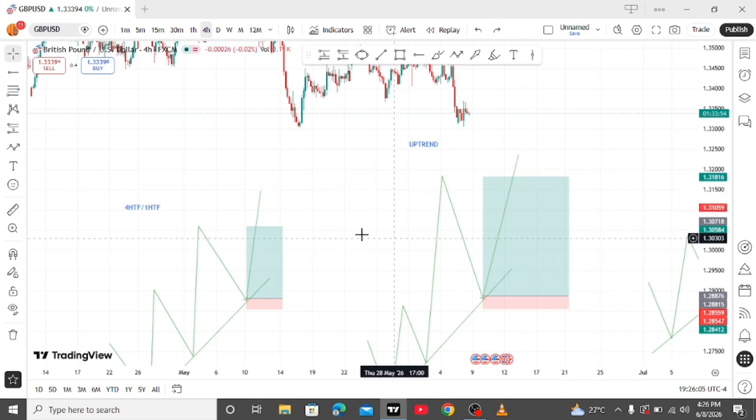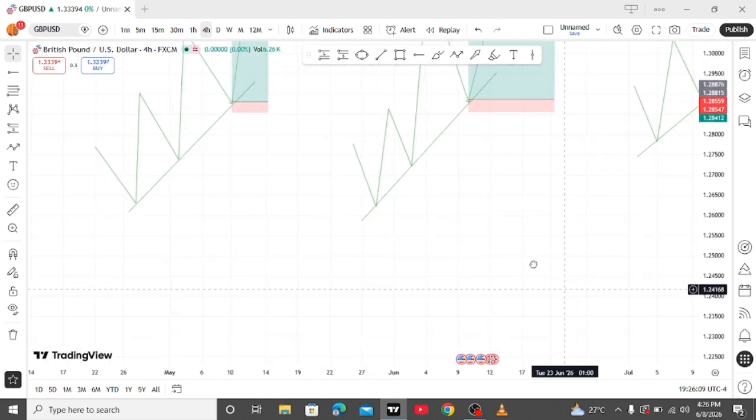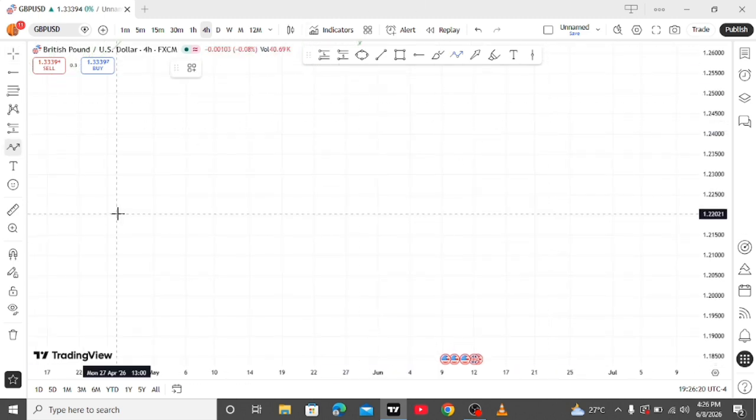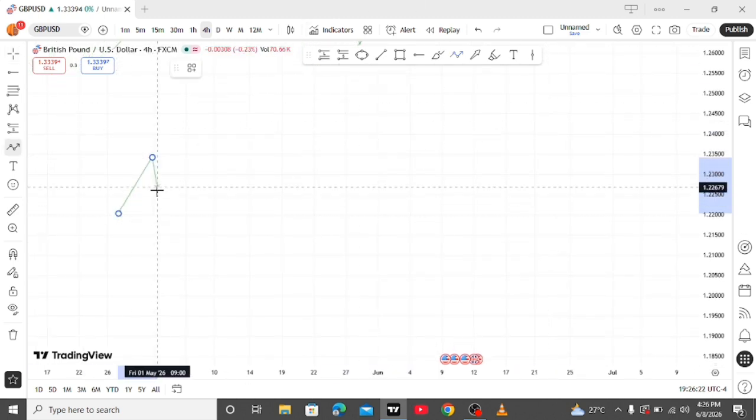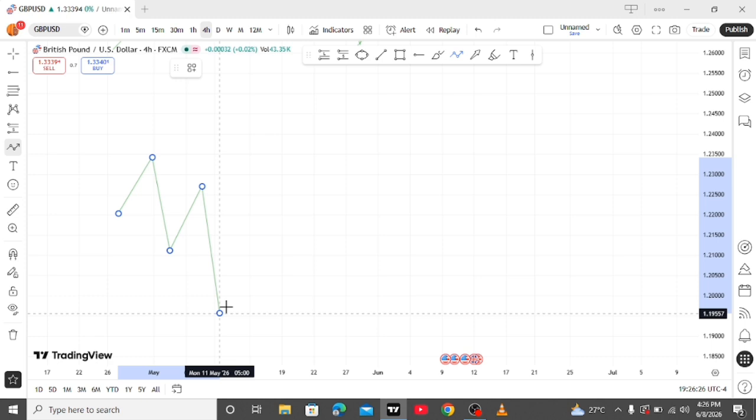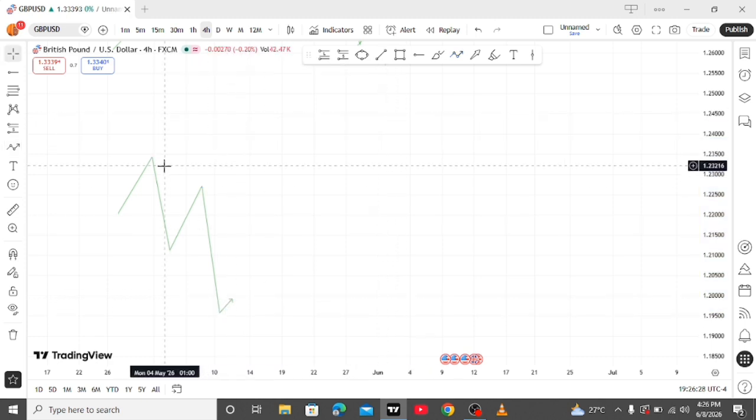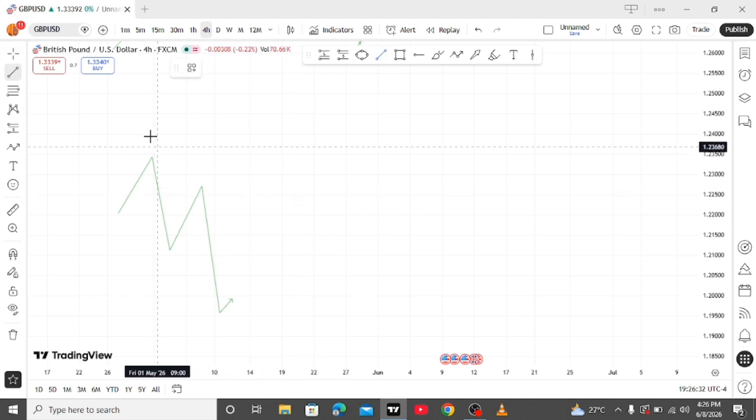So these are for the uptrend, and I'll be showing you another example, but this time we'll be using a downtrend. So the market goes like this, then like this, and then this is where we go. This is where we see, okay, first touch, second touch. This is where we mark out our trend line.